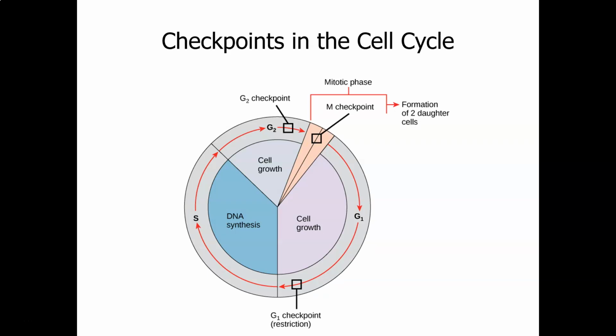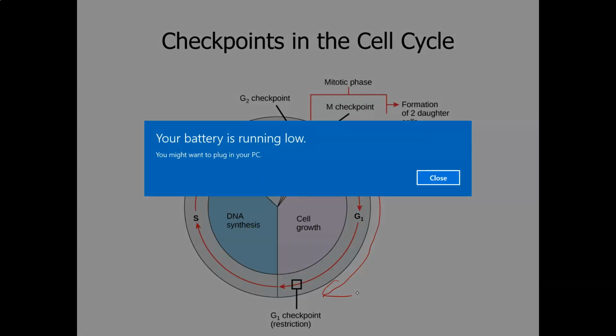So this is a pie graph of the checkpoints in the cell cycle. We will start with the G1 checkpoint. So you have interphase. G1, we learned what happened in G1, that the cell grows. Some of the organelles will be duplicated at this point. Some of the nucleotides needed for the replication of DNA, some of the histone proteins will be produced. Anything necessary for DNA replication is going to be produced during G1.